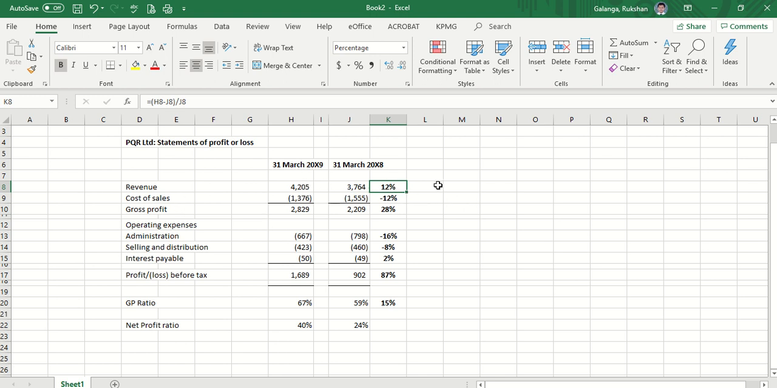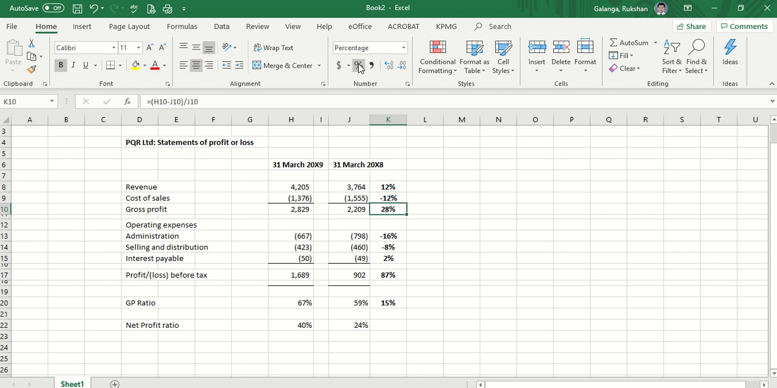I got the difference of these two, right? 4,205 minus last year's figure. So this is the difference. This difference is divided by the last year figure, right? So that's how I arrive at this 12% growth, right? So likewise, that applies for all. So the revenue has increased by 12%, cost of sales has decreased by 12%, right?